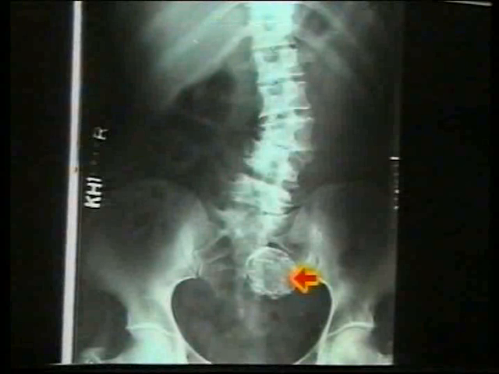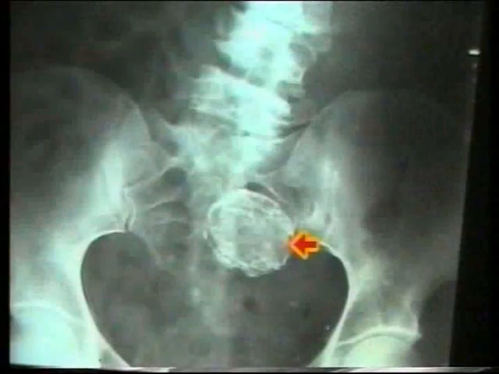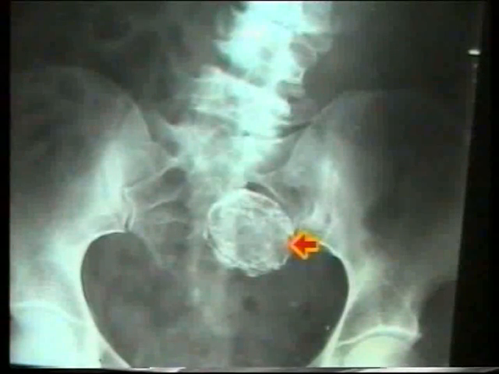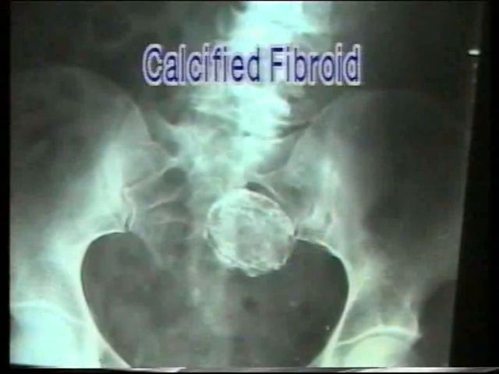Note this characteristic calcification. It is a large round calcified mass, and note the position at the level of the pelvic brim posteriorly. This is a typical shadow of a calcified fibroid. Note the shape and position at the pelvic brim.